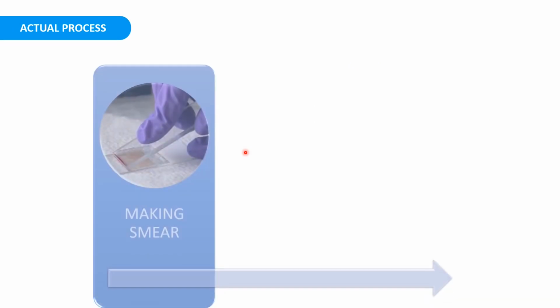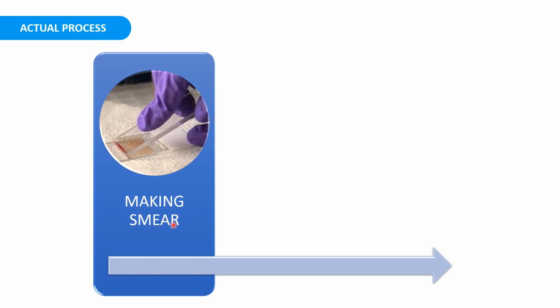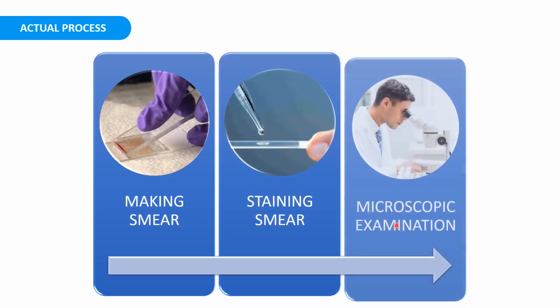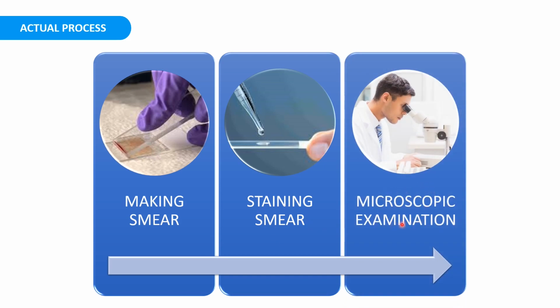So what is the actual process of making a peripheral smear? First we have to make the smear, then stain the smear, then examine it under the microscope. So first making the smear, then staining the smear, and then examining under the microscope. These are the three steps of making a peripheral smear.